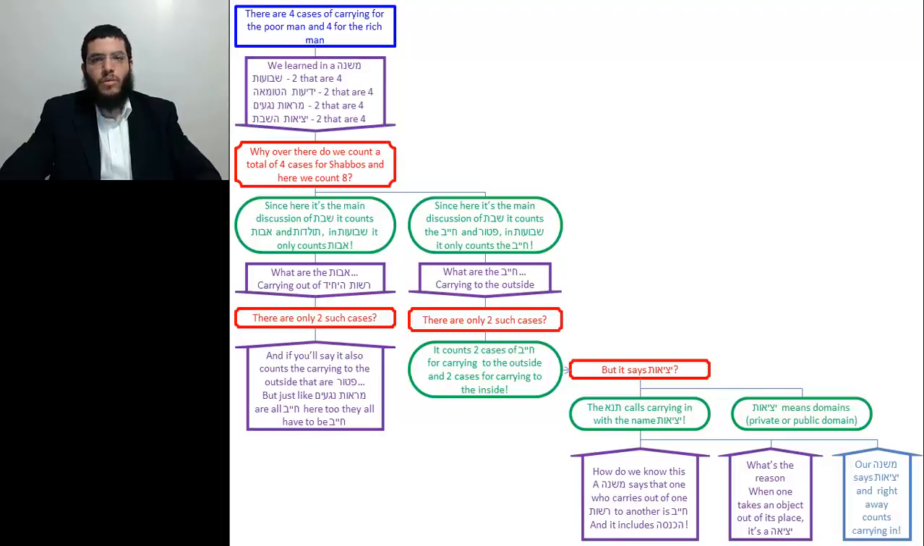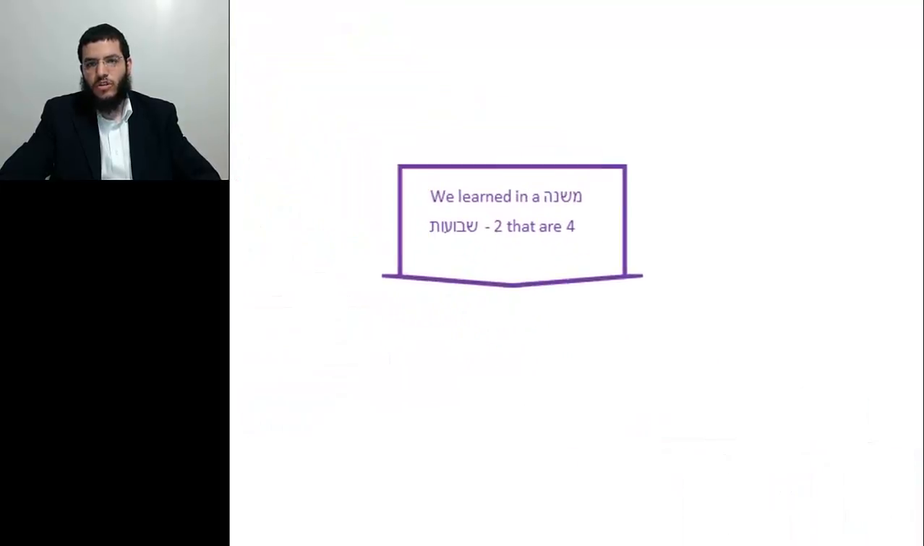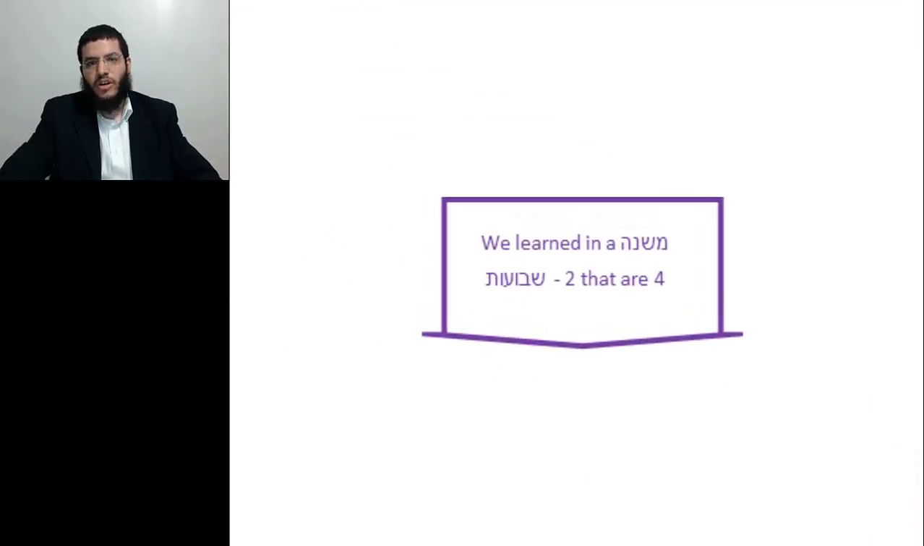See, here we presented in our Gemara the Mishnah in Shavuos that taught four places where we have Shtayim Shein Arba, two cases that are four: Shavuos, Yedias HaTumah, Maras Nagayim, and Yitzias HaShabbos. In this case, we're going to focus on the first teaching in the Mishnah, which is Shavuos Shtayim Shein Arba.